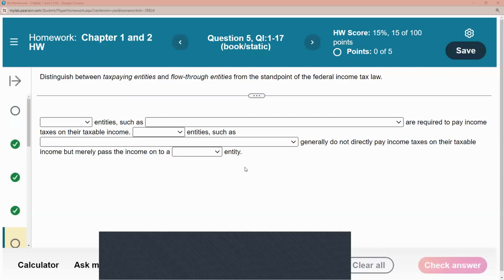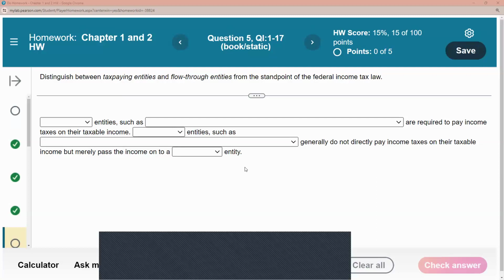So based on this information, there are various entities in the federal income tax system, and they are classified into two general categories. So we have what's called tax-paying entities, and we have what's called flow-through entities.